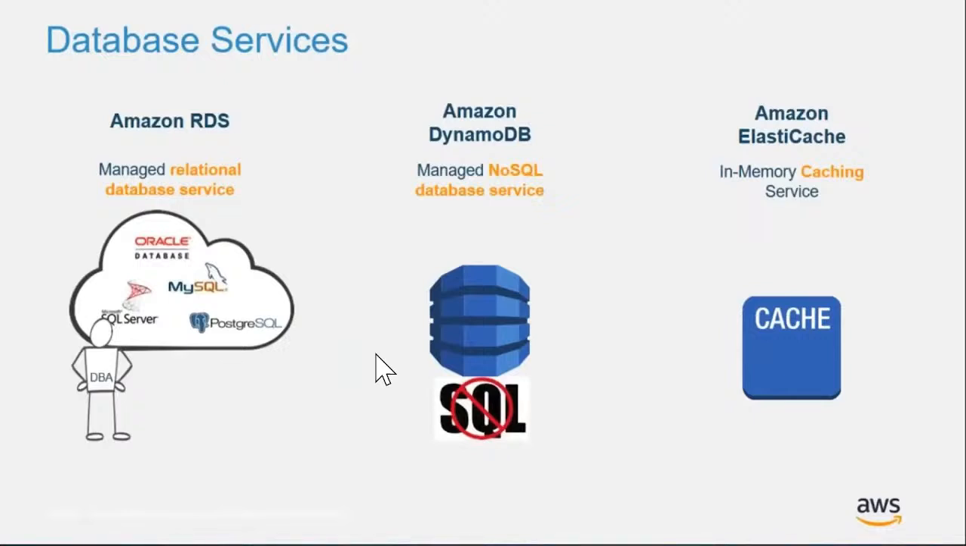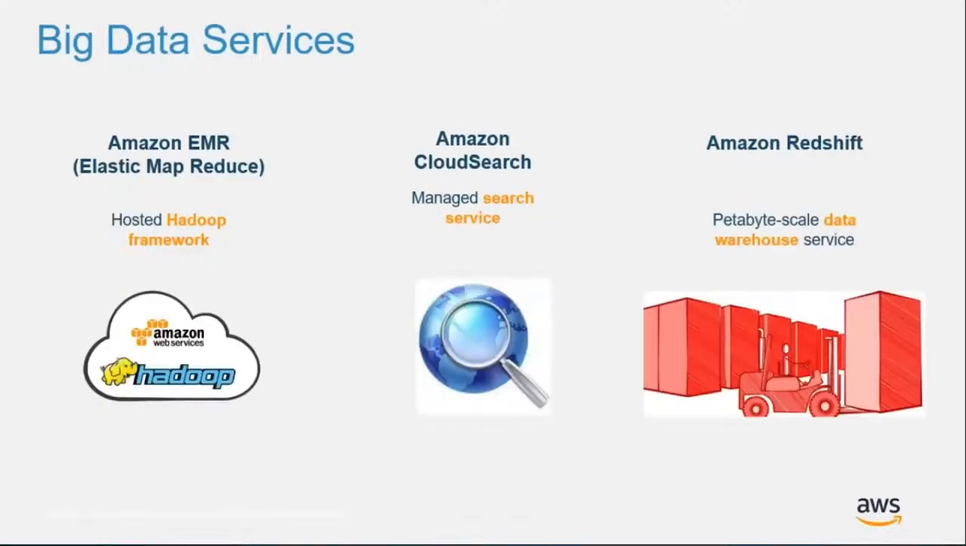Then Amazon ElastiCache, which is like an in-memory caching service. After that, there are also big data services that we have to offer: Amazon EMR, Elastic MapReduce. It is nothing but a hosted Hadoop framework. Hadoop is a Java framework, and this is simply a hosted Hadoop framework, completely managed by AWS. So you don't have to worry about managing and creating a Hadoop cluster on AWS.